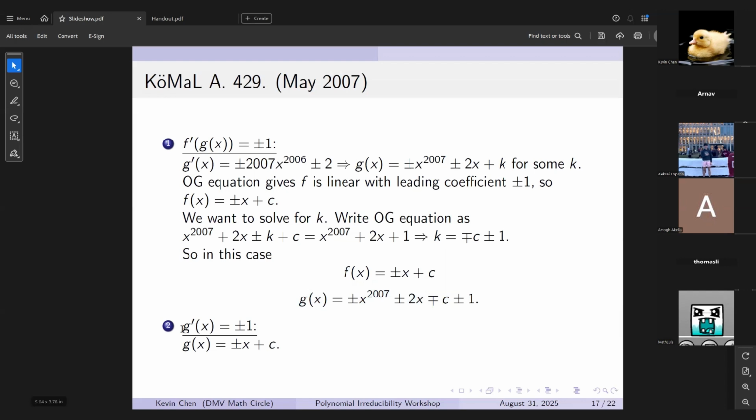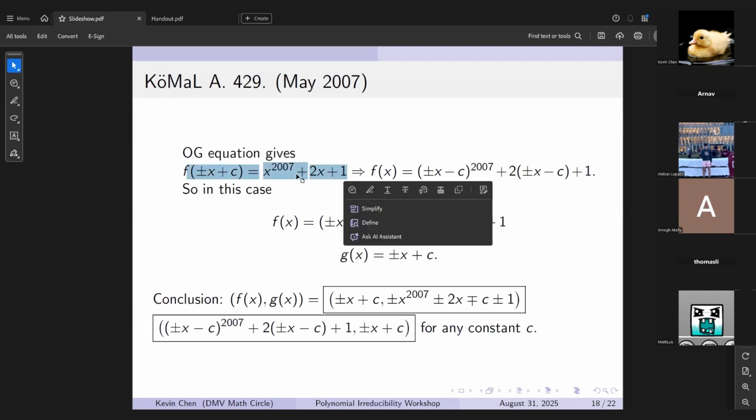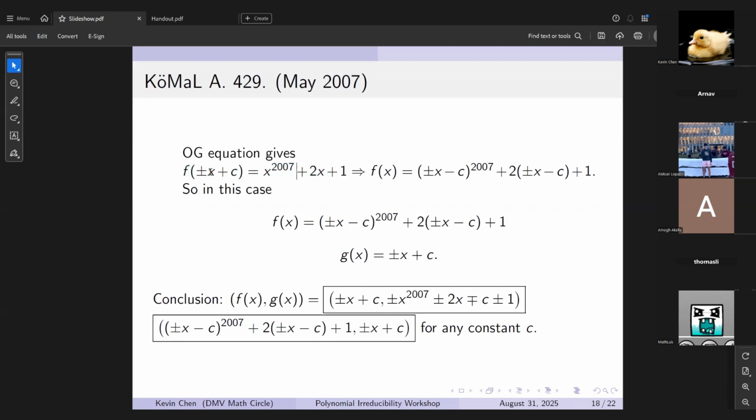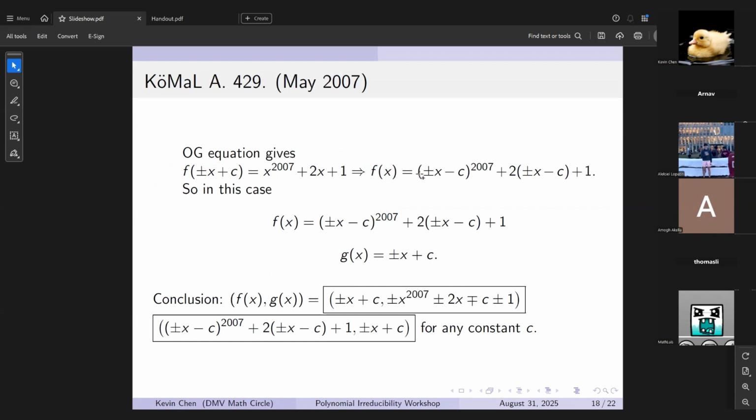And now for the case that the derivative of g is equal to plus or minus 1, we can just integrate both sides. Like the previous case, we get that g is just plus or minus x plus c. Then plugging that back into the original equation gives this value over here. And then we substitute x with plus or minus x minus c, because if we do plus or minus x minus c for x, it just becomes f of x. And the right-hand side is this value over here.